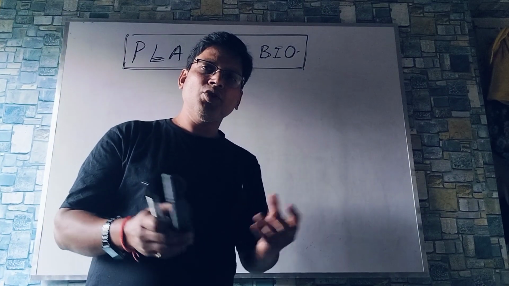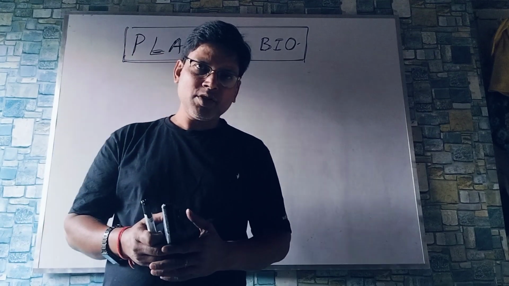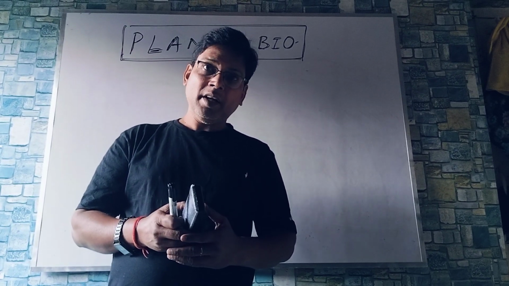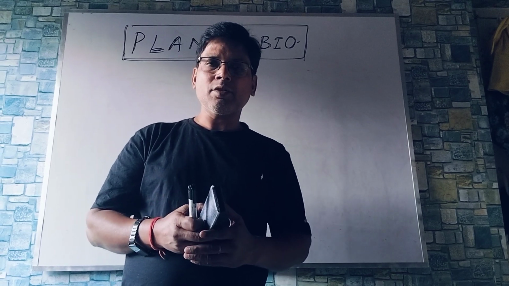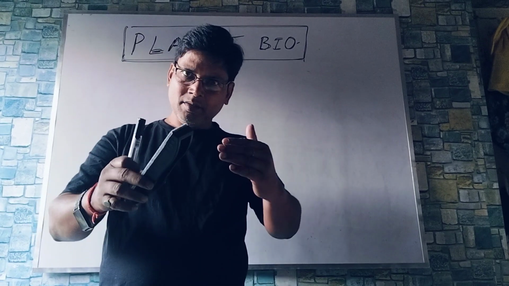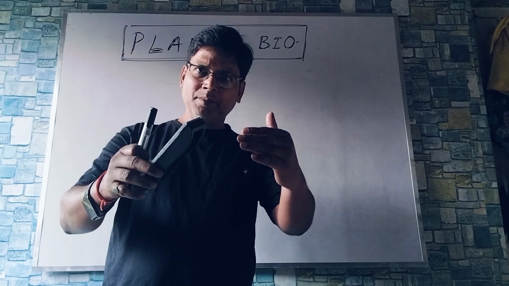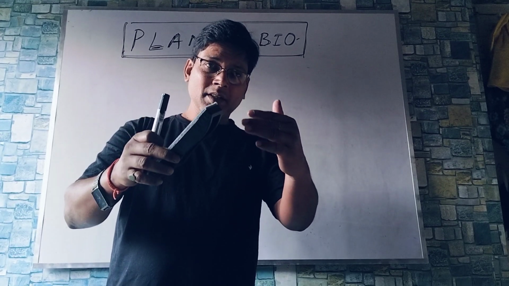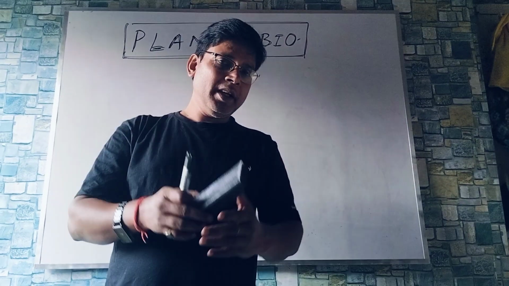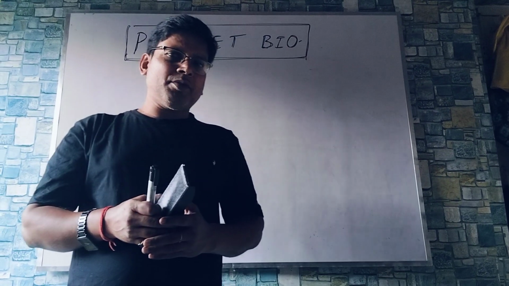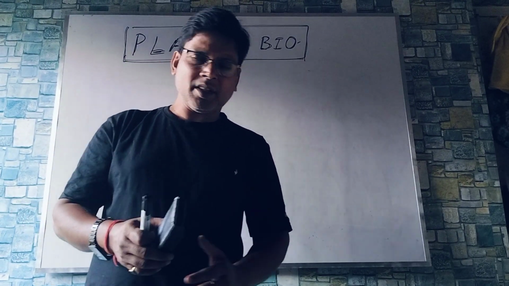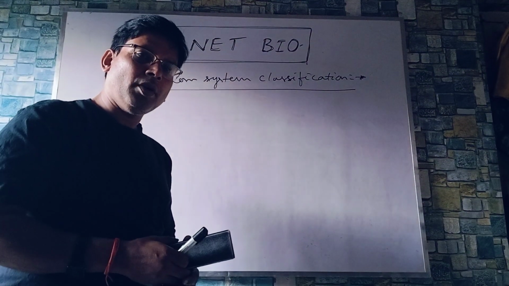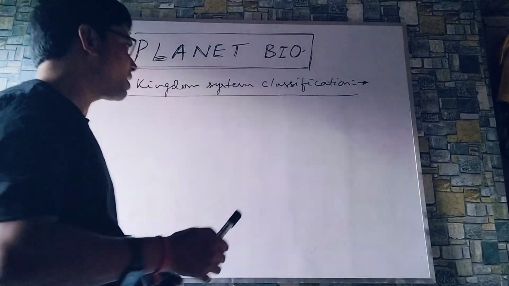Now, boys and girls, as you know, there are certain levels of classification, units of classification, which we call taxa, and the singular is taxon. We start with the species, then genus, then family, then order, then class, then phylum or division, and finally kingdom. So now we have to discuss kingdom system classification.